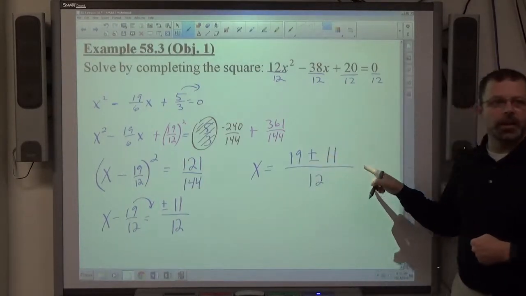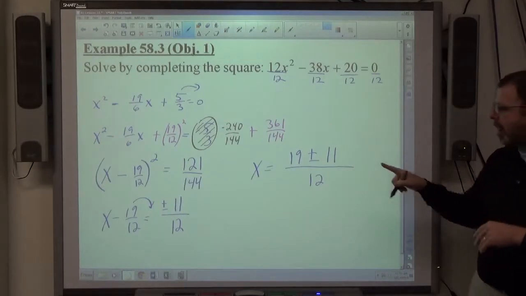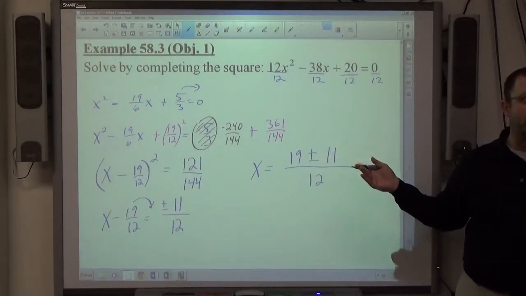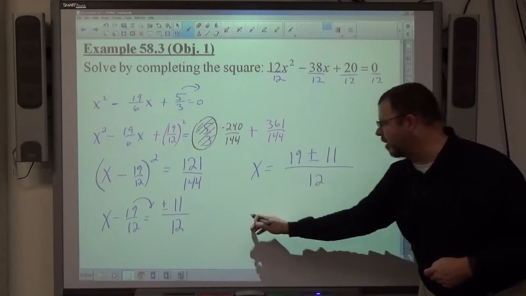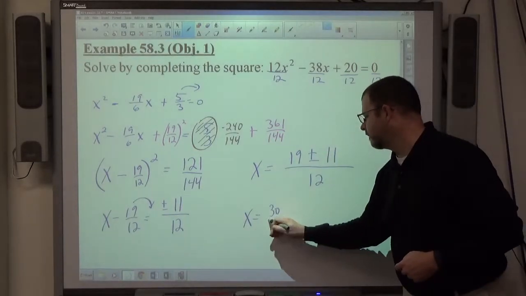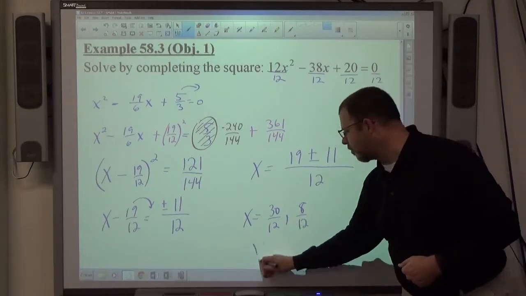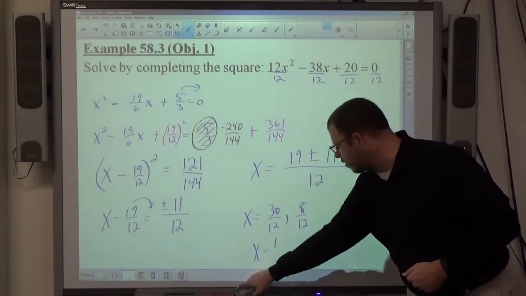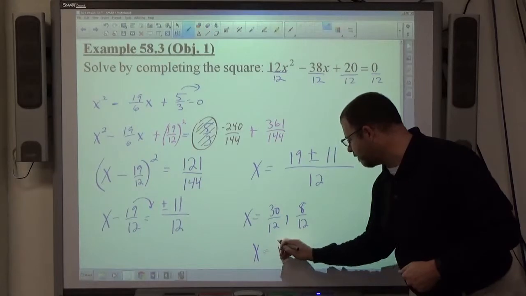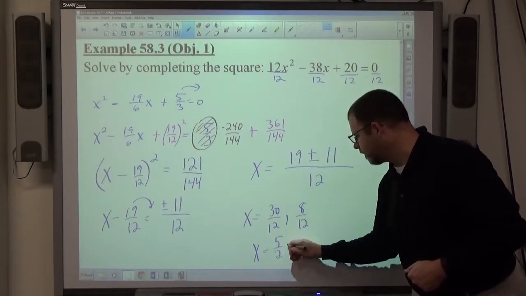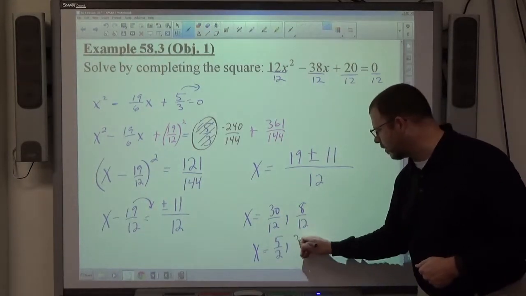Do not leave your answer here. The last two problems, we had number plus the square root. We couldn't add or subtract that, right? 19 plus 11 equals 30. And 19 minus 11 equals 8. And both those fractions reduce. Let's see, that reduces by 6, right? Down to 5/2. And that reduces by 4 down to 2/3.